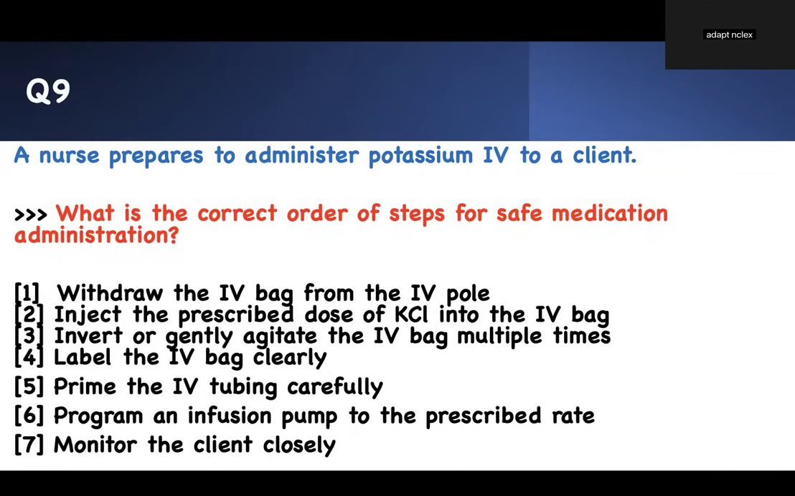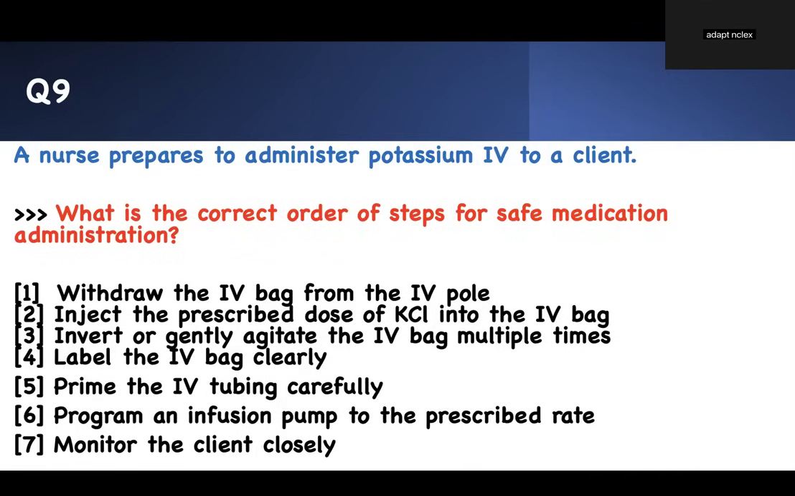What is the correct order of steps for a safe medication administration? Potassium coming, you've got to prepare it and then infuse it to the patient. What do you think? The first thing you should do is withdraw the IV bag from the IV pole, right? That's number 1. Number 2, inject the prescribed amount of potassium into the bag. If it's 250 or a liter, most of the time it's a small dose. Then mix it so that it's completely mixed. Invert gently. That will agitate the IV bag several times so that it doesn't get concentrated.